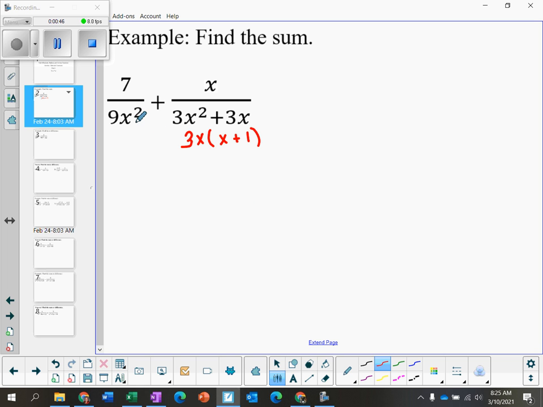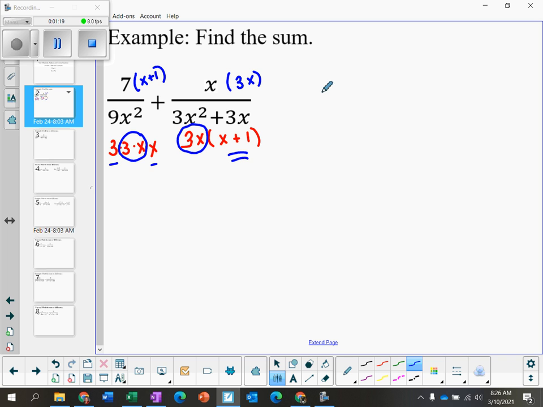So 9x squared, I'm looking to have something in common. 9 can be written as 3 times 3, and x squared can be written as x times x. So we do, in fact, have a 3x in this problem and a 3x in this problem. So I'm left with 3x extra here, which is what I'll multiply this by, and x plus 1 extra here, which is what I'll multiply this by.